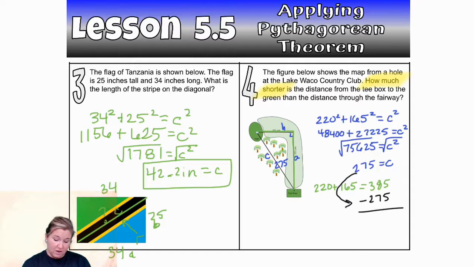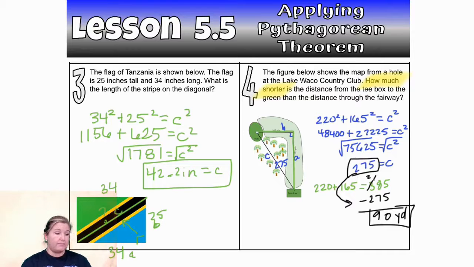So this is where 275 came from. It's the distance directly from the tee box straight to the hole. So how many yards basically are you saving? Looks like 90. Okay. So the answer here is 90. So you're thinking, whoa, hold up. That can't happen because C has to be the biggest side. Well, it was the biggest side and it was 275, which was bigger than the other two numbers, the leg lengths. But 90 yards is how much shorter the distance straight directly from the tee box to the green is compared to going through the fairway, making that right turn.